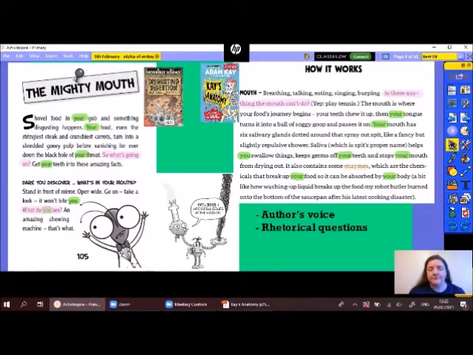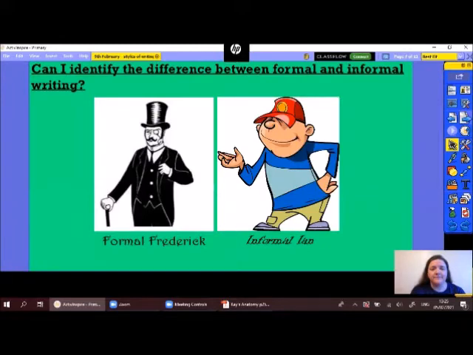Now, you might remember from school that there are two particular ways of writing. There is formal language and there's informal language. Can you remember which is which? Well, I found some characters to help you out. On the left, we have formal Frederick, who is very posh and likes to use large words. He wants to try and impress people. And on the right side, we have informal Ian, who's not really quite so fussed about the whole thing.